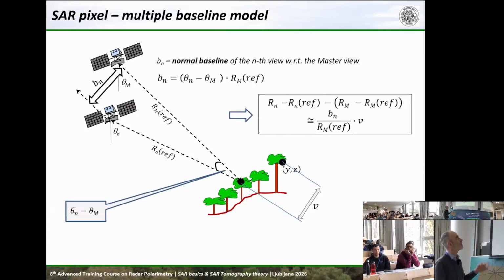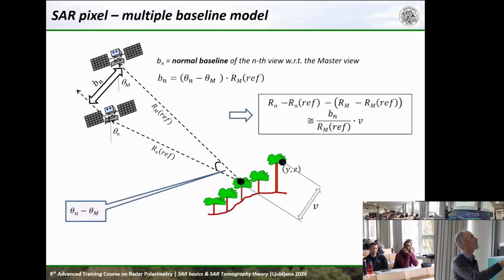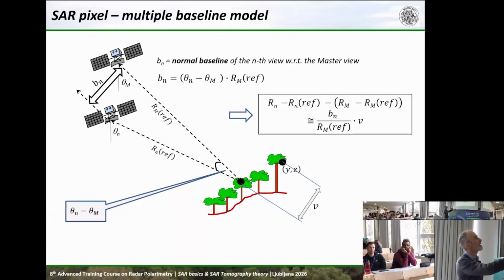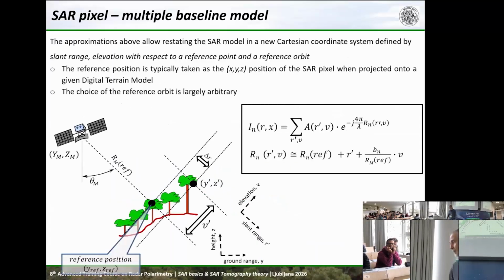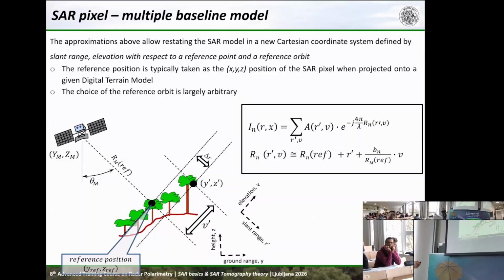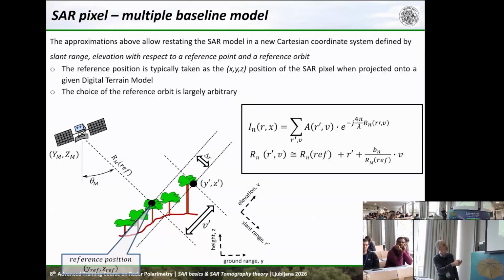And at the end, what is important is that we express this double difference in this way, as a function of the normal baseline between the two satellites and the elevation. What we want to measure is this coordinate, the position in elevation of some target with respect to the reference point. And this is exactly what we do. So at the end of the day, thanks to those approximations, we can express the SAR pixel in this way.